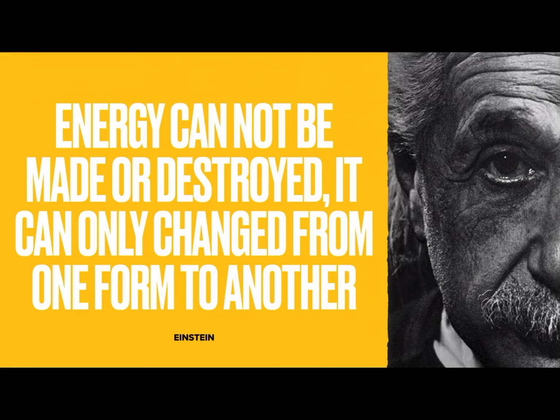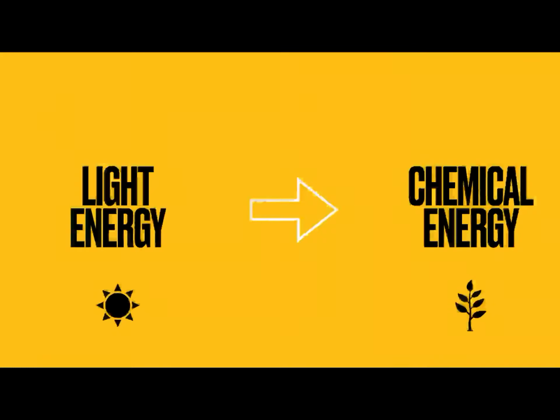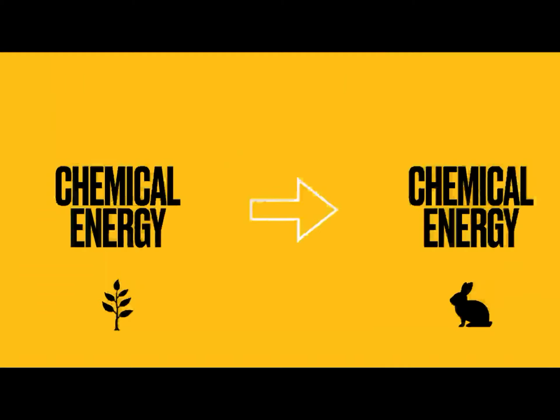You might recognise this character, Einstein. In S1 we talked about energy. And Einstein said energy cannot be made or destroyed. It can only be changed from one form to another. And what's happening in biology is we're taking light energy and the plant's using photosynthesis to change it into chemical energy. That chemical energy in plants can then be consumed by animals to get the chemical energy.